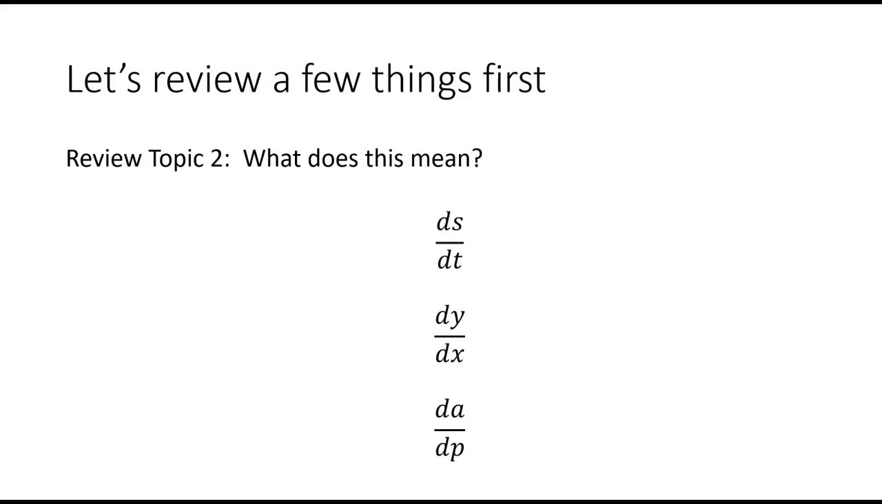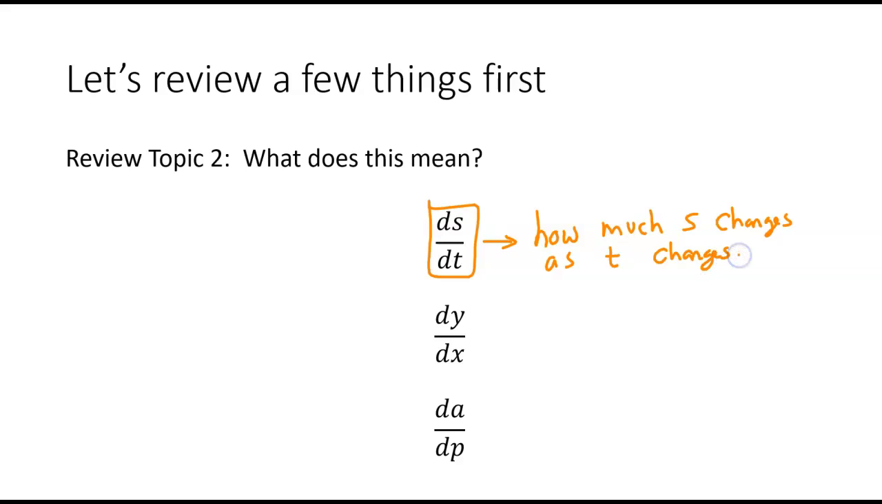Let's talk about what these things mean. The way that we say this is the derivative of s with respect to t. But what it really means is how much s changes as t changes. That's what a slope is.